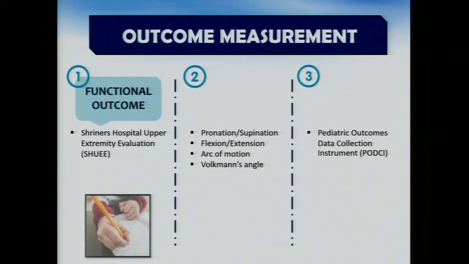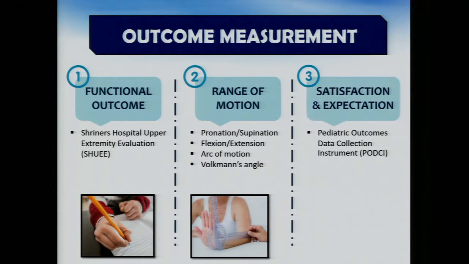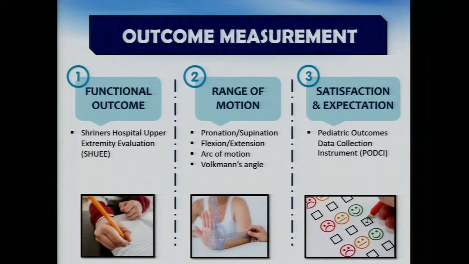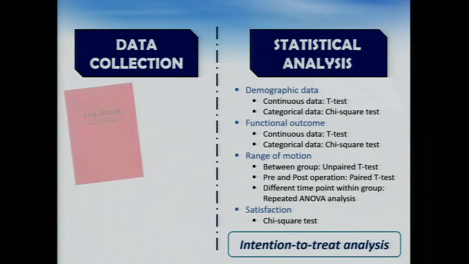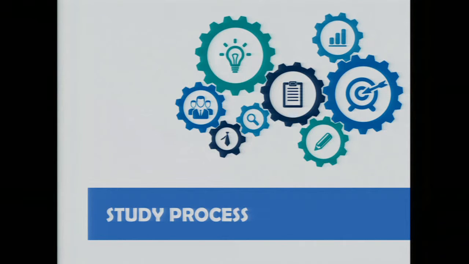We assessed 3 main aspects of outcomes, which were functional performance, range of motion, and satisfaction score. All data were collected by video recorder, questionnaire, and logbook for each patient. Then statistical analysis was done according to types of data, with intention-to-treat analysis.